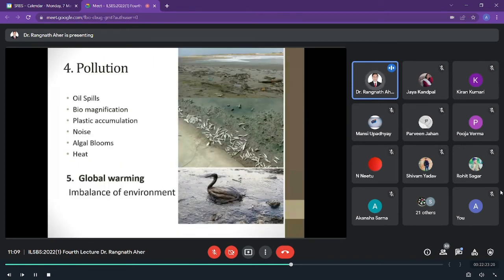Next one is pollution. See, there are a number of causes of pollution. Some are oil spills, biomagnification, plastic accumulation, noise, algal blooms, heavy heat, or global warming. Due to this, loss of biodiversity takes place. Many plants, many animals, many microorganisms were lost due to this pollution or global warming. These are some images of pollution and global warming, which is very harmful to biodiversity.